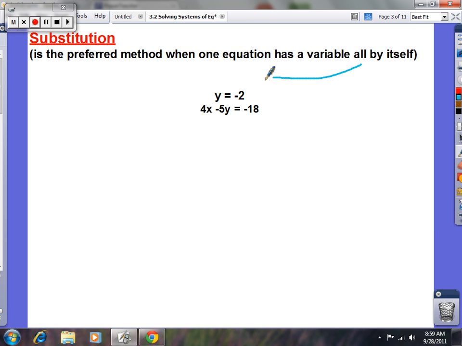I mean this right here. The y is all by itself. This other one is in standard form. Y is all by itself, so y is the variable we substitute. Whatever's alone, that's what you're going to swap out. If x was alone, that's the one we'd trade. So since y is alone, that's the one we're going to trade.